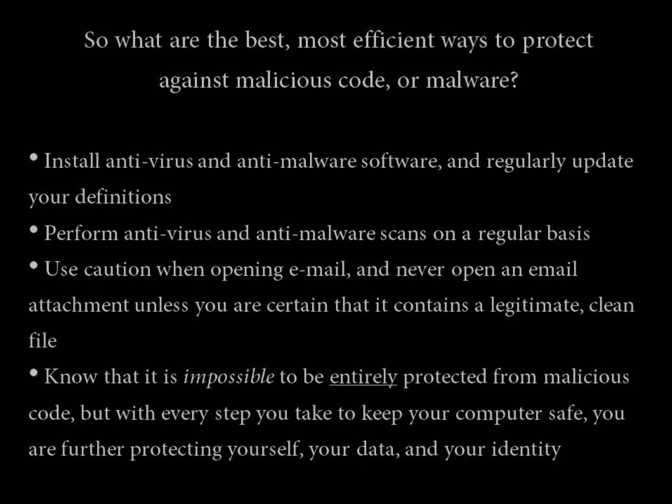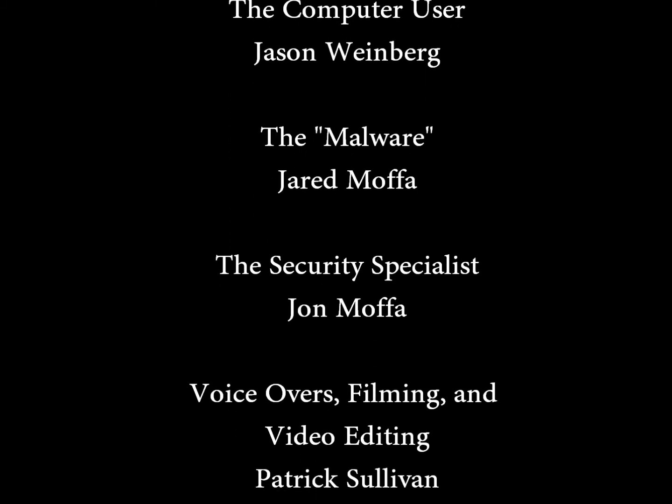So what are the best ways to protect against malicious code or malware? First, you should install antivirus and anti-malware software, and regularly update your definitions. You should perform antivirus and anti-malware scans on a regular basis. Use caution when opening email, and never open an email attachment unless you are certain that it contains a legitimate, clean file. And finally, know that it is impossible to be entirely protected from malicious code, but with every step you take to keep your computer safe, you are further protecting yourself, your data, and your identity.